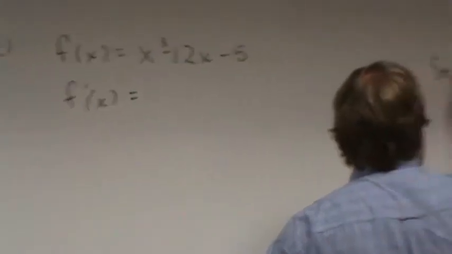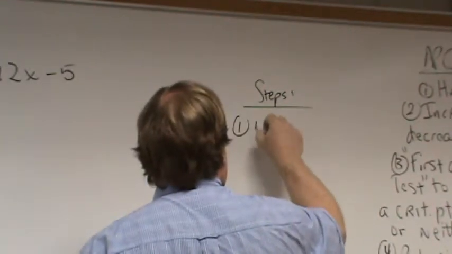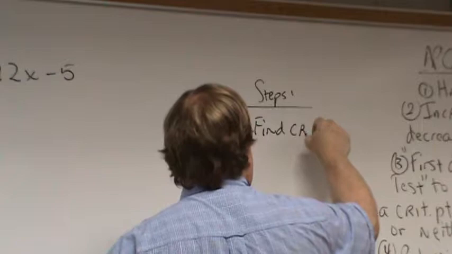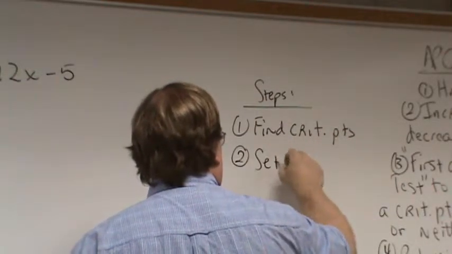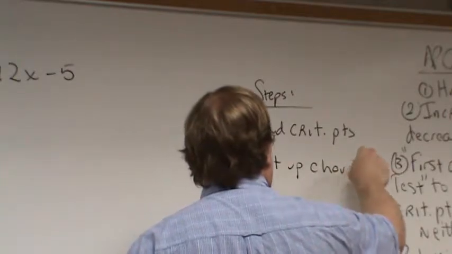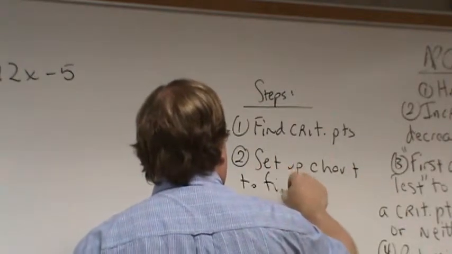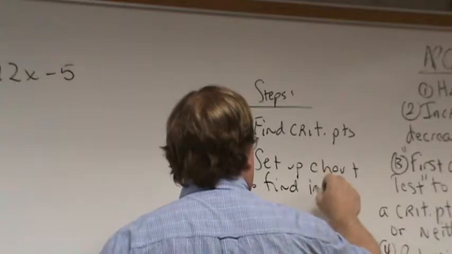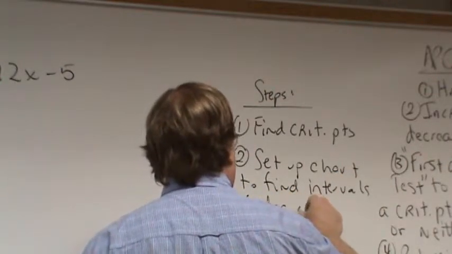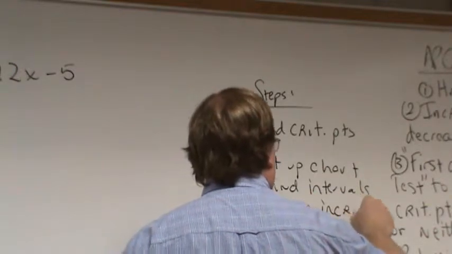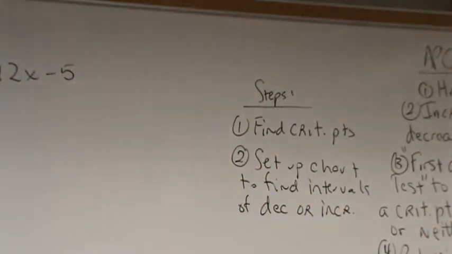I should just put this, steps. Number 1, find the critical points. And then step 2, set up chart to find intervals of decreasing or increasing. So step 1 is to always find the critical points. So let's go for it.